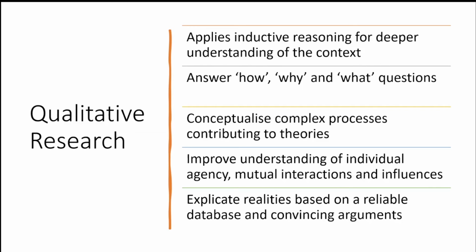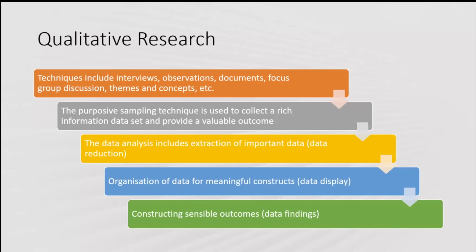And quantitative analysis is used to improve understanding of individual agency as well as mutual interactions and influences, and to explicit realities based on the reliable data and convincing arguments. So you use this qualitative analysis to identify some theoretical aspects. And what are the techniques used here?